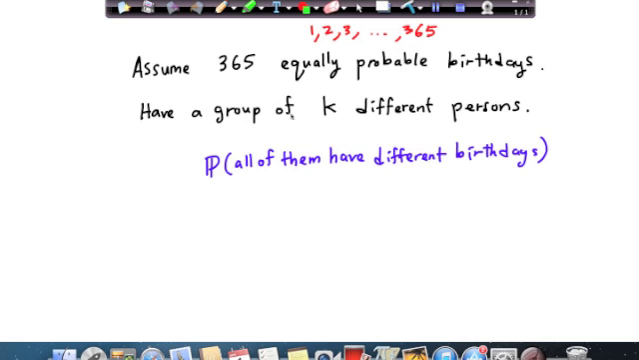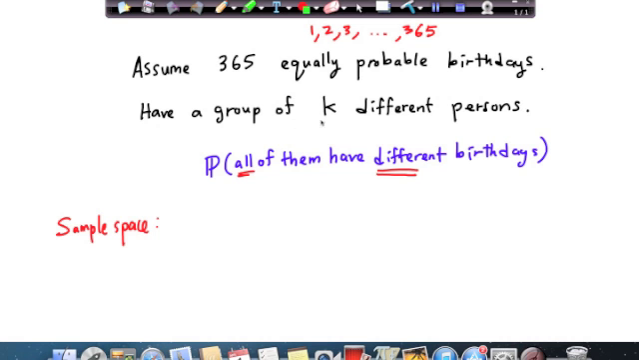Here we have a group of k different persons. The question is to find the probability that all of them have different birthdays. So the first thing we need to do is to describe the sample space. How do we determine the sample space in this question?